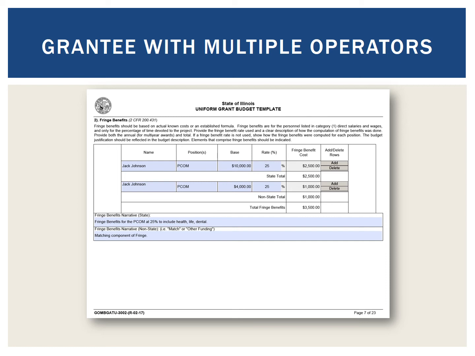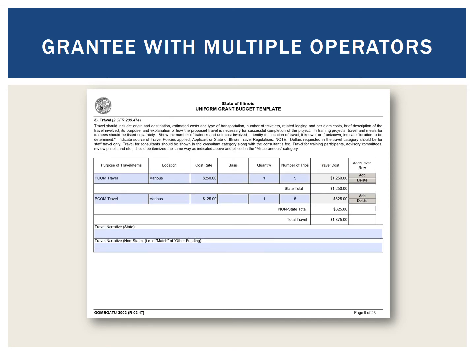We will again like to draw your attention to the bottom of the page, to the narrative section. In this section, the grantee should provide any details to clarify information provided above. In this situation, the acronym PCOM is spelled out, along with the components of the fringe benefit rate. Below that, the example provides the explanation of the non-state-based salary amount, which is $4,000, along with that same rate of 25%, as it produces the fringe benefit cost of $1,000, which is the matching component to the state amount.